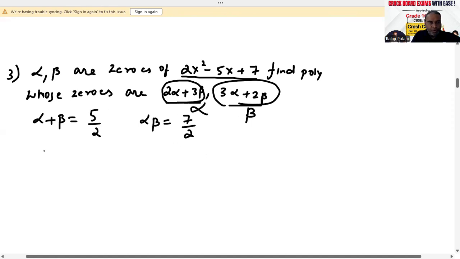Now the question you have to clearly understand: find a polynomial, an equation whose roots are this and this. So considering this to be the new alpha and this to be the new beta for the required equation, what you have to do to get an equation is use the formula x square minus (sum of the roots) x plus (product of the roots), which will give you the required quadratic equation.